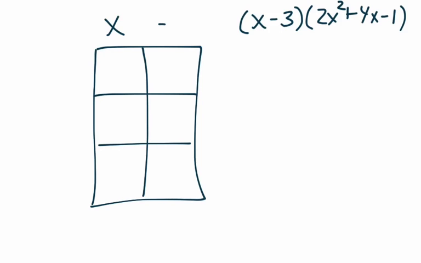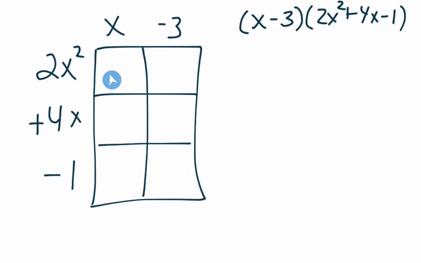So we might have the x minus 3 across the top, and then across the side we would have 2x squared plus 4x minus 1, and then we're going to do the exact same thing. So really the only new thing there is somebody might have to show you how to set it up. Once you know how to set it up, you should be able to extend that to pretty much anything. So 2x squared times x, that's 2 times x times x times x. So that's 2x to the third. 2x squared times negative 3 is negative 6x squared.